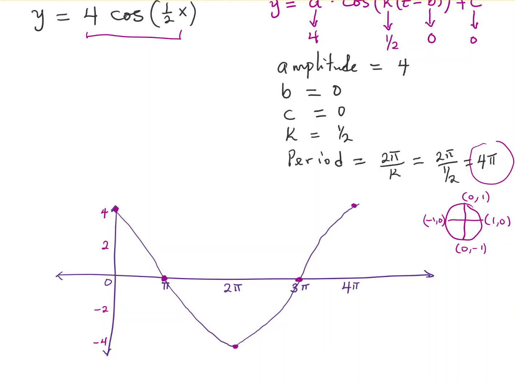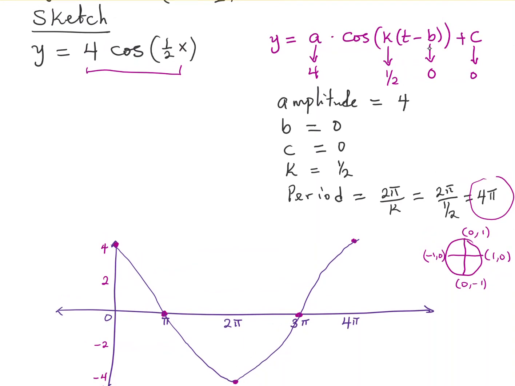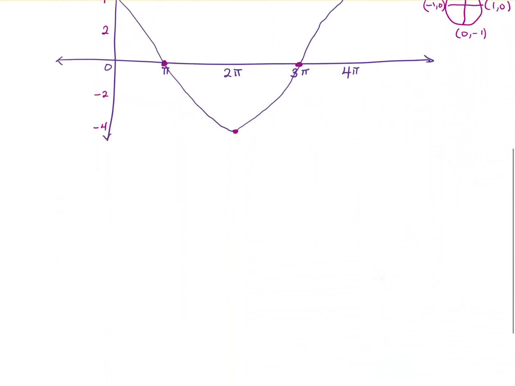One thing we need to note here is that our b is 0, that is, there is no phase shift. There is no phase shift, so that is why we have this kind of sketch. So let us consider the next example, which is y equals -2 sine (x minus pi by 2).